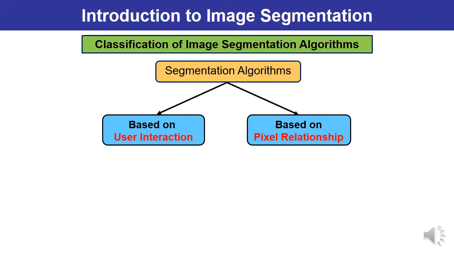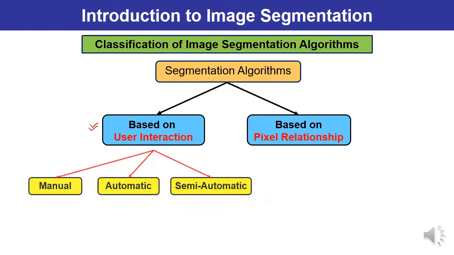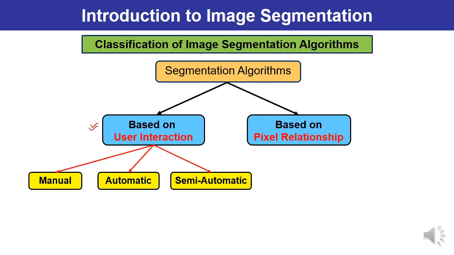Second one is based on the pixel relationship. Pixel relationship, how the pixels are correlated in the neighborhoods. So accordingly, it is of 2 types. Let us discuss each and every one in detail. So first, we are talking about the one based on user interaction. Based on user interaction, the segmentation algorithms may be of 3 types. It may be manual, automatic and semi-automatic.